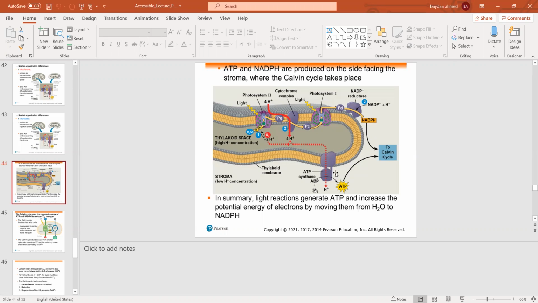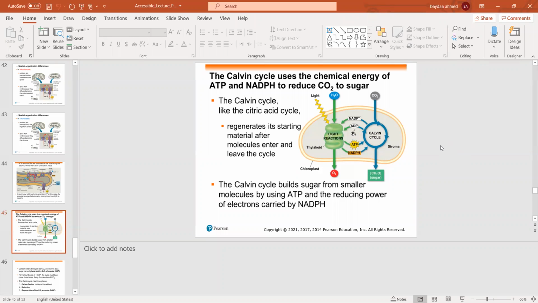Low energy electrons from water end up in NADPH formation, which removes hydrogen from the stroma, decreasing its hydrogen ion concentration and increasing its pH. The Calvin cycle takes place in the stroma.